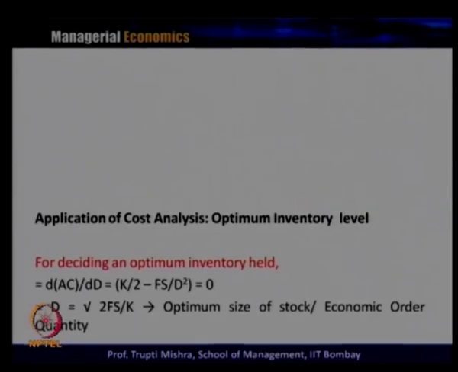So, how do you find D? Generally we take the first order derivative of the average cost with respect to capital D, equate it to 0 and then solve it for capital D, and that gives us the optimum size of the stock or the economic order quantity. So, that D comes out to be root of 2 F S by K.